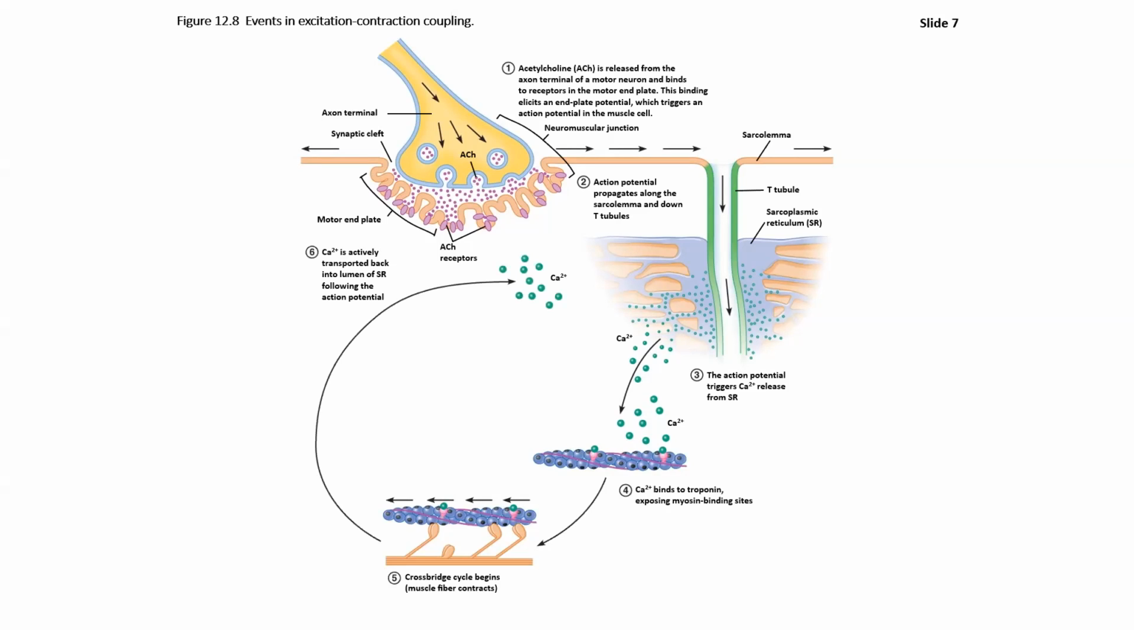Now, after that is done, we must get rid of all the calcium that's in the cytosol. This is very important for ceasing muscle contraction. Otherwise, we would have muscle contracting indefinitely, which we do not want. So we must actively transport this calcium from the cytosol or the cytoplasm back into the sarcoplasmic reticulum, where it can be stored until another end plate potential or another action potential is brought about.